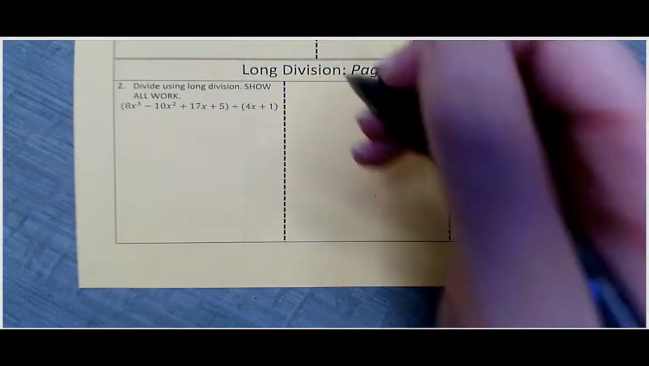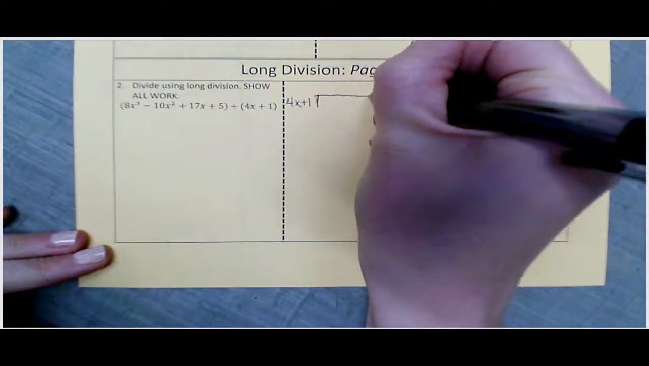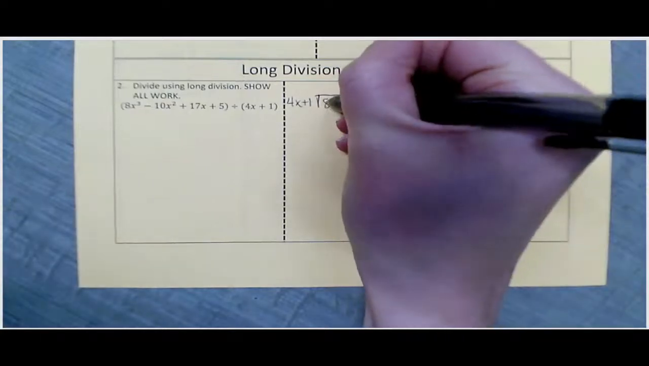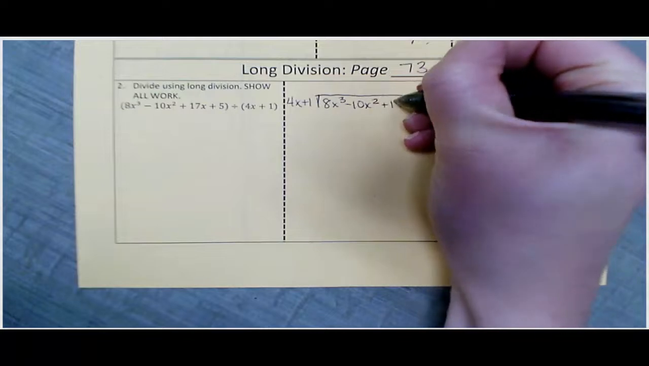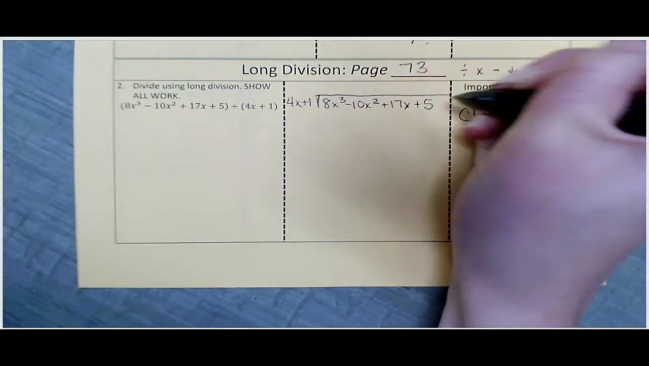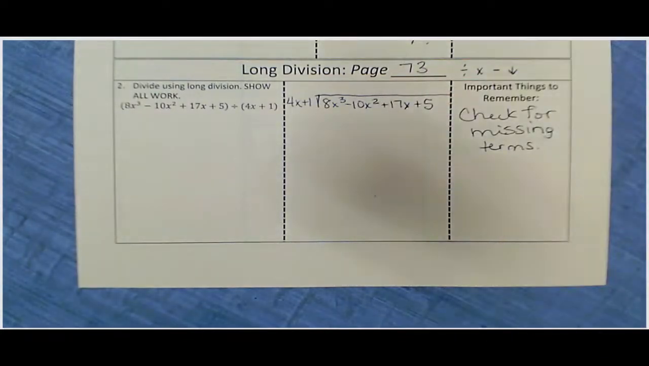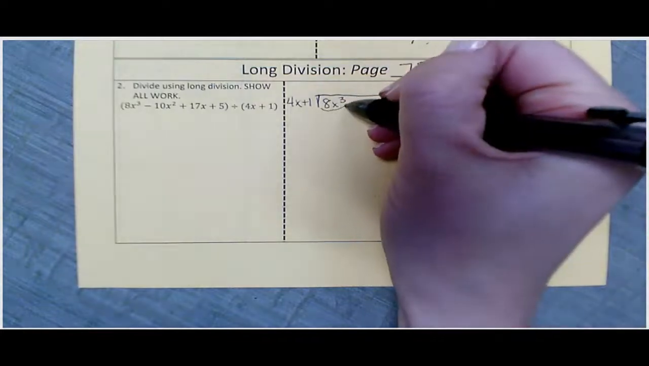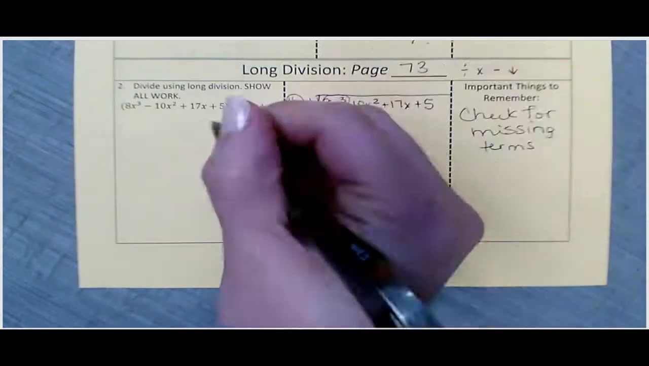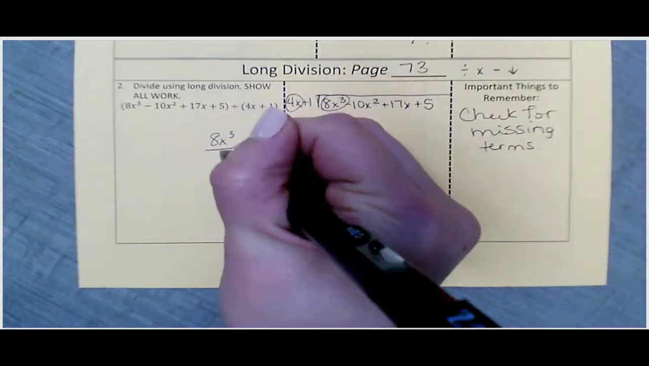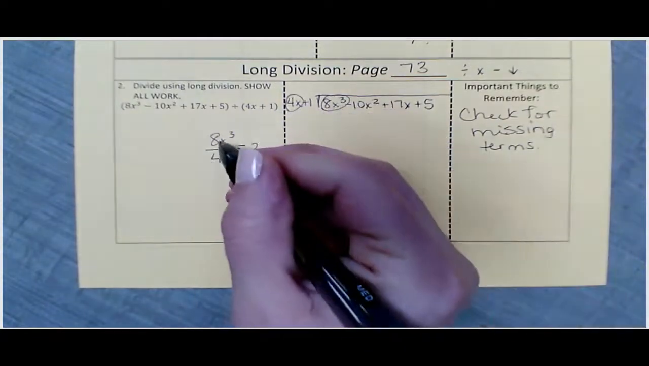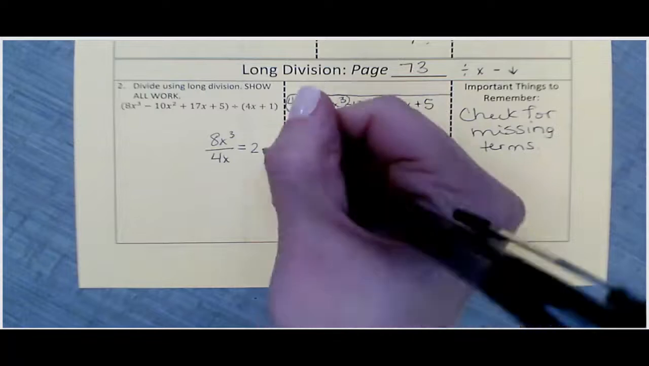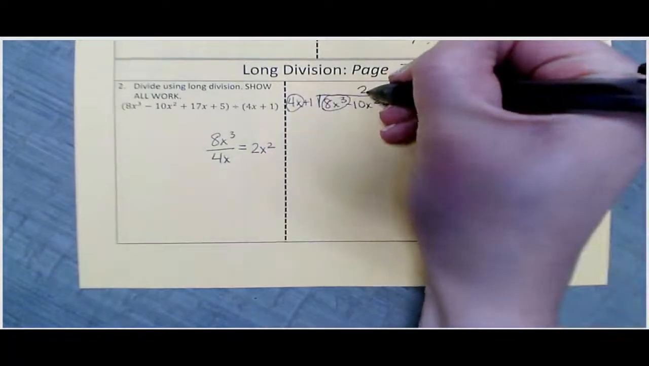So 4x plus 1 goes on the outside. And 8x cubed minus 10x squared plus 17x plus 5 goes on the inside. So whenever I divide, I'm only dividing the first terms. So 8x cubed divided by 4x. 8 divided by 4 is 2. If I take x cubed and I divide out an x, I'm left with x squared, so that's going to go in as part of my answer.